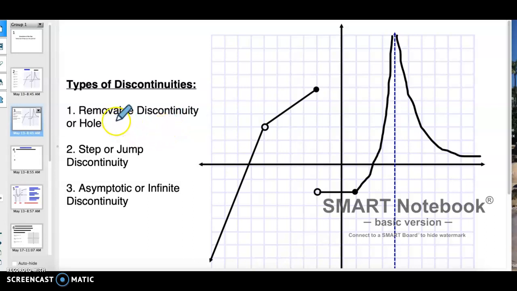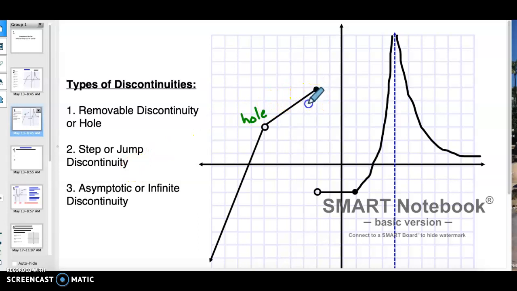So the first one is removable discontinuity, or a hole as it's more commonly referred to. So a hole would be something like this. So these two lines, the limit exists here because the two sides meet, but it's not continuous because there is a hole here. Another type is a step or a jump discontinuity.